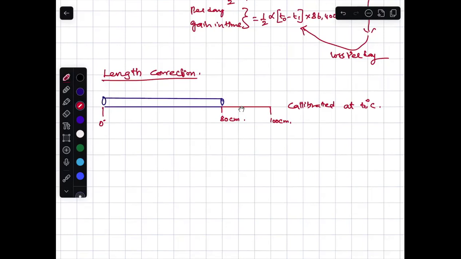Now I'll take up the same arrangement at different temperatures. The scale 0 will be fixed here only. I will heat. On heating, the scale expands. Your 100 centimeters will now be somewhere over here.